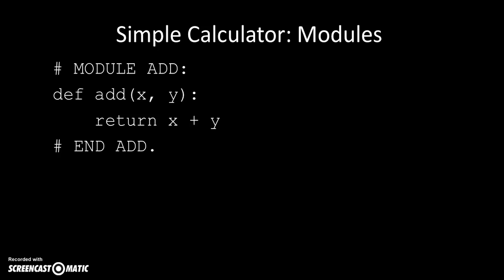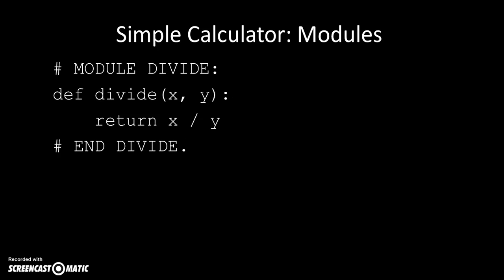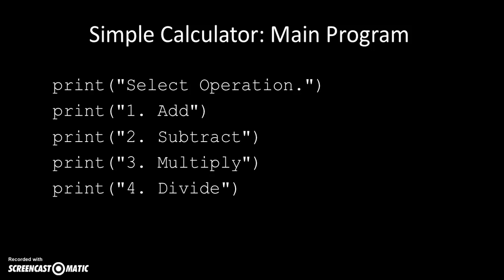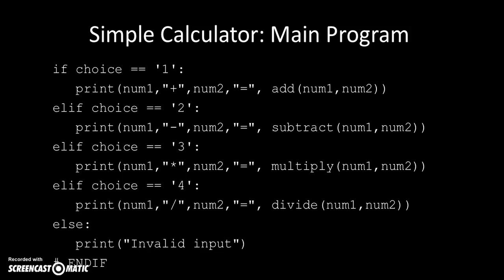If we had a module called add that takes in two parameters x and y and returns the result of adding them, one called subtract that does the same but subtracts them, one called multiply that multiplies them, and one called divide that does a real number division on them. Then in our main program, we print out 1, 2, 3 or 4: do you want to add, subtract, multiply or divide? We read in the character value they choose and assign it to the variable choice, and then read in the two numbers they want to add, subtract, multiply or divide.